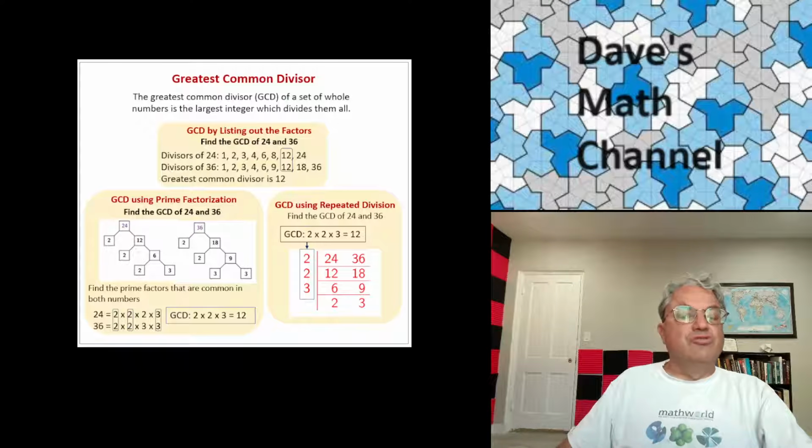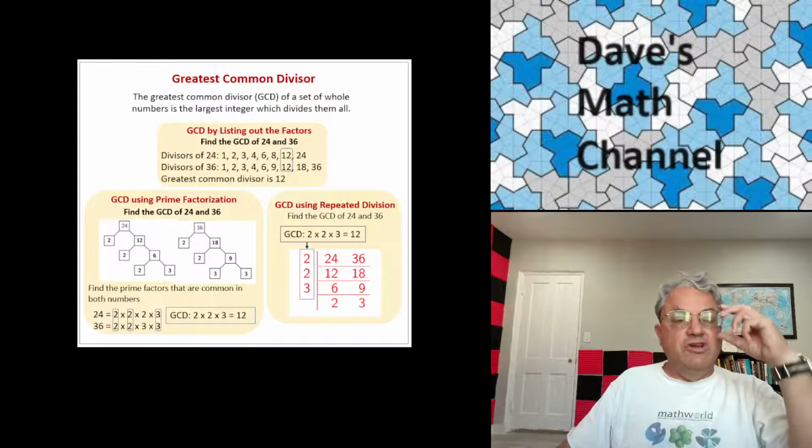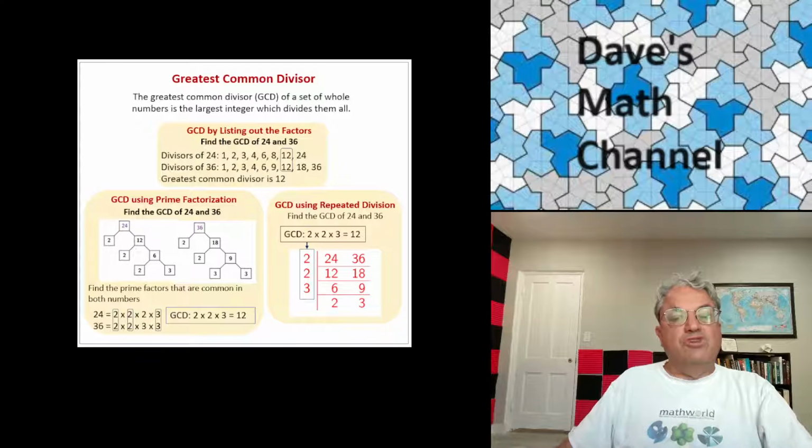And they actually show a third way here. I don't really like this way, but you can just keep picking out prime divisors one at a time until you're left with a pair that's co-prime. But how do you know it's co-prime? I don't think that's a very good method. Maybe it works for small numbers, but anyway, of all these methods they show, I think the one I like best here is the one on the bottom left.